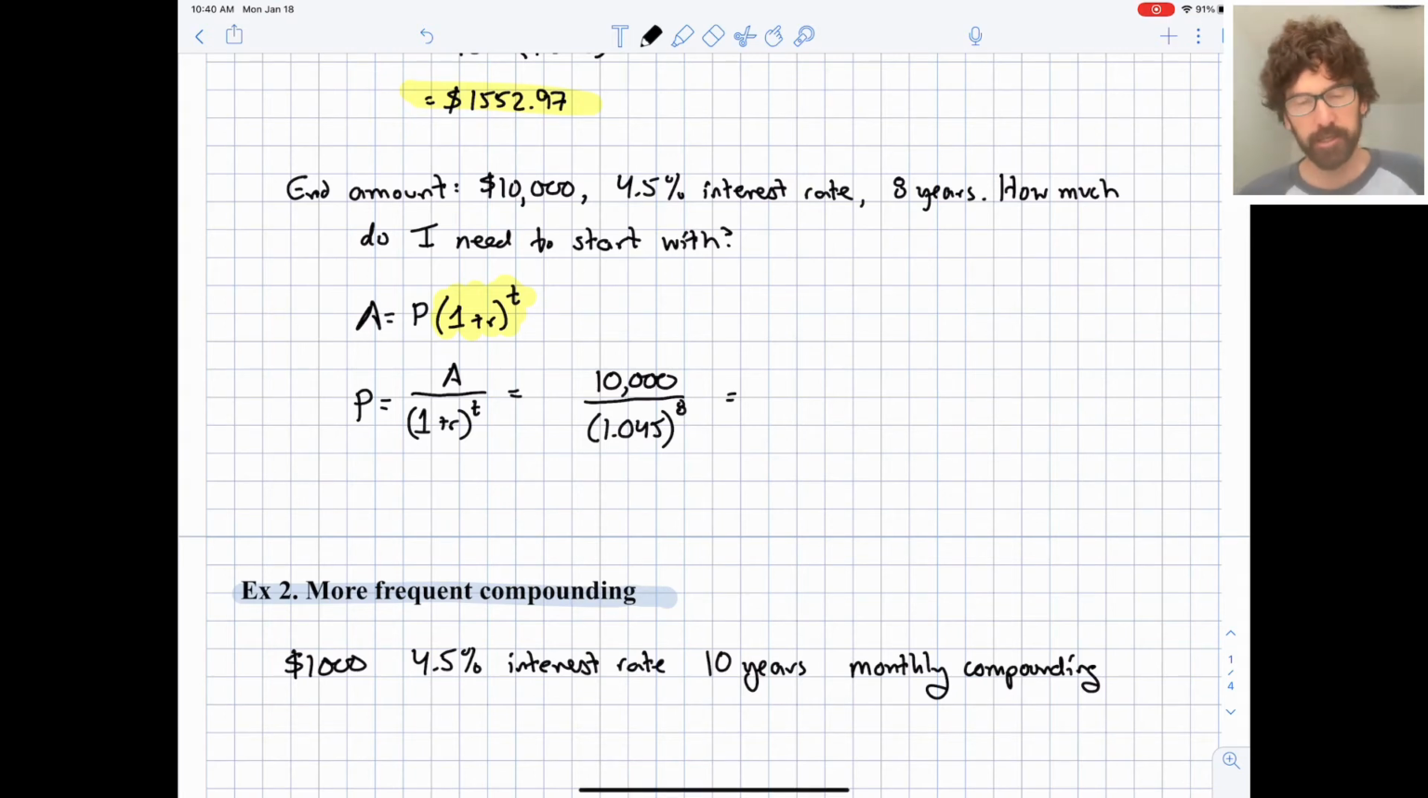Okay, so once again, what I would suggest you do is try to type all this into your calculator in one set of steps, and without having to write anything down, and then round to the cents place. So I get about $7,031.85 as my solution to this one.